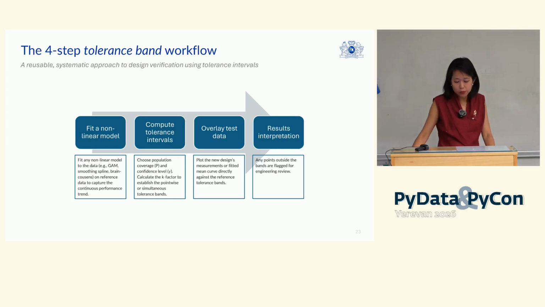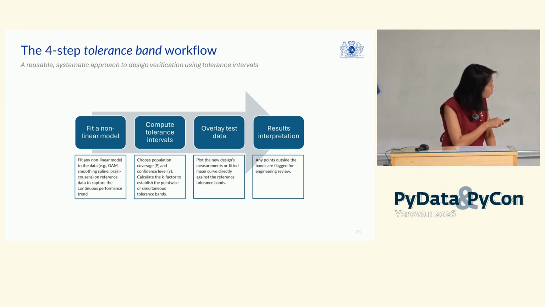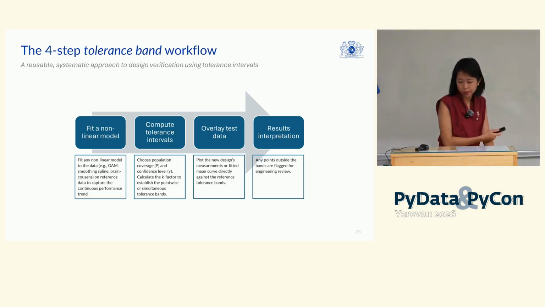And then afterward, we compute the tolerance interval using the reference data of your data set. You choose the population coverage you want to cover and the confidence level, and from that chosen coverage and confidence, you will be able to calculate the K factor for each pointwise and simultaneous tolerance interval. For me, I always work better with a graph, so I overlay the plots for the new design, for the reference, for the curve, for the simultaneous and pointwise tolerance interval. And the favorite part is then you get into the result interpretation.